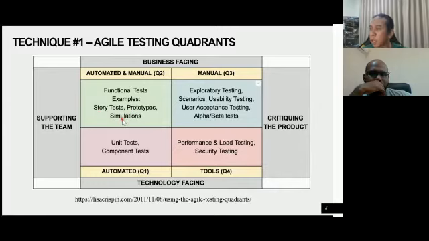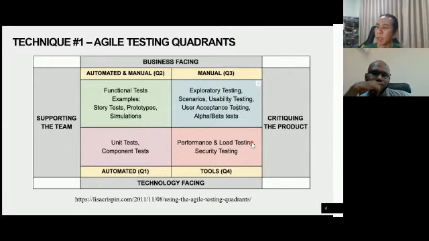Okay, quadrant 3 is where most of our testing happens, when the product is realized and is visible to the user and can be tested by the user. These are the kind of tests that would be put in quadrant 3: business-facing tests that critique the product. So we have exploratory, user testing, alpha, beta, and everything. And lastly, we have tests that critique the product from a technology perspective, from the back end. So we have security, performance, and everything.